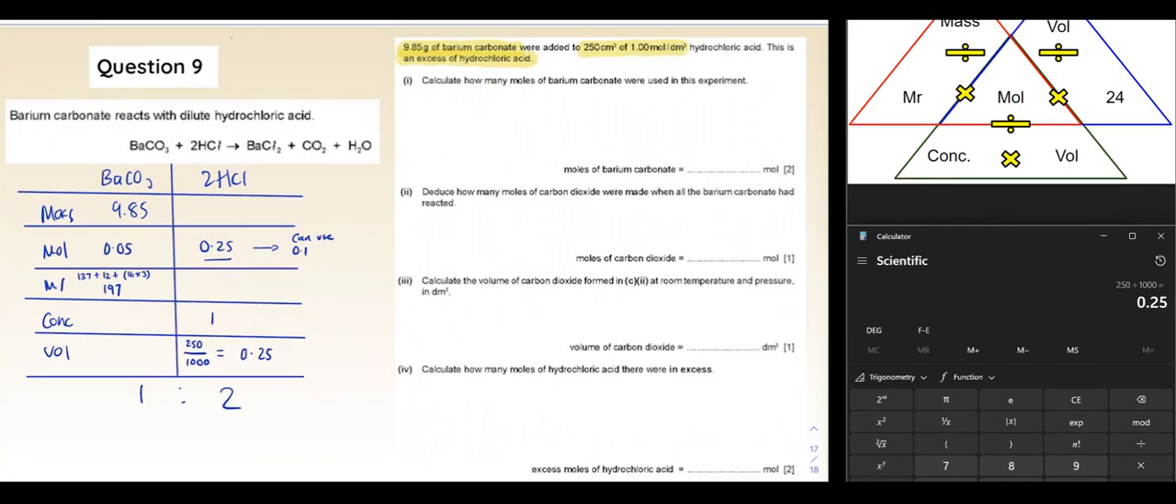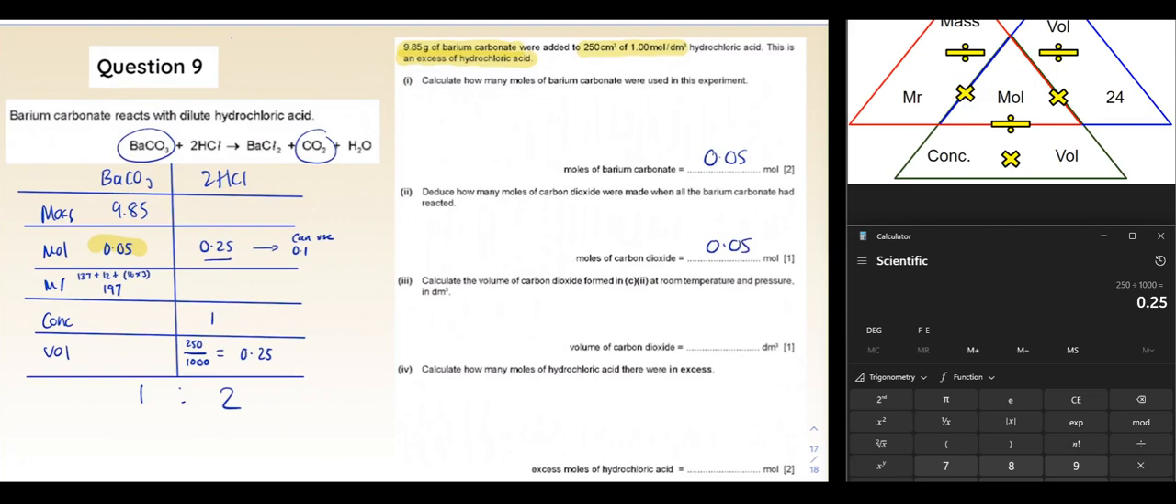Calculate how many moles of barium carbonate were used in the experiment, 0.05. Now, how many moles of carbon dioxide were made when the barium carbonate had reacted? So if we've got 0.05 moles of barium carbonate, then we've got a 1:1 ratio. So we must have 0.05 moles of carbon dioxide made because they're both a 1:1 ratio.